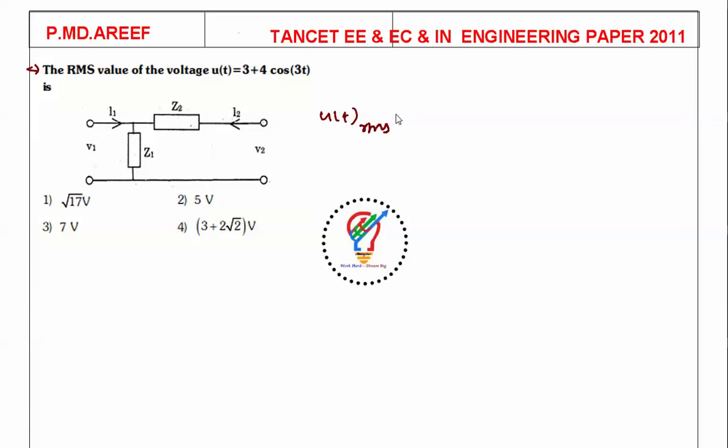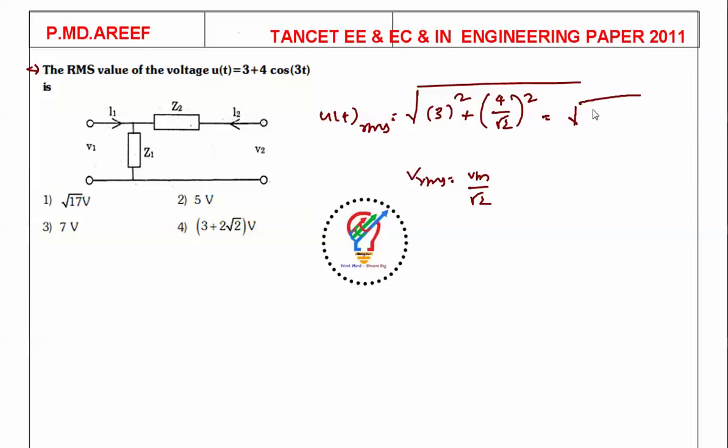So v RMS is equal to the square root of the average voltage squared plus, and here one concept is that V RMS is equal to Vm by root 2, where Vm is the maximum value. So maximum value 4 divided by root 2, whole squared. So it is equal to the square root of 3 squared, which is 9, plus 16 by 2. It's nothing but the square root of 17 volts, which is the answer for this question. So square root of 17 is the right answer. We'll move to the next question.